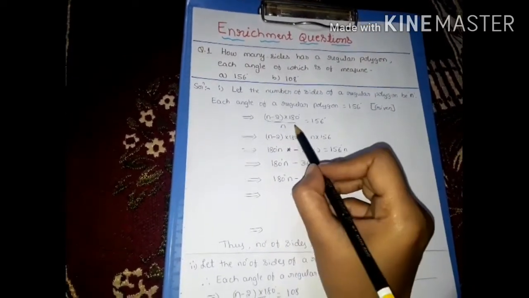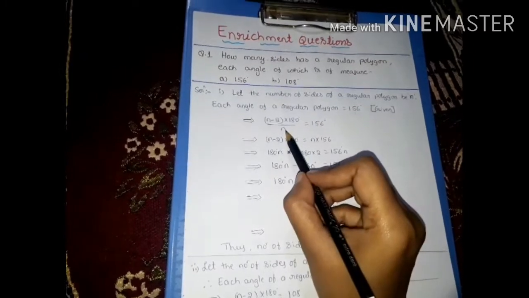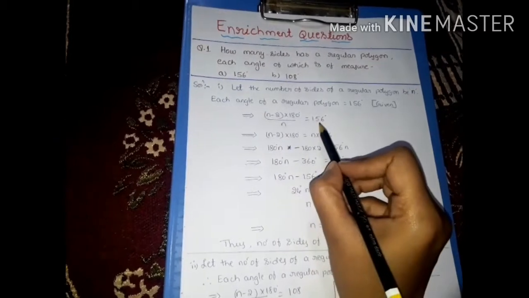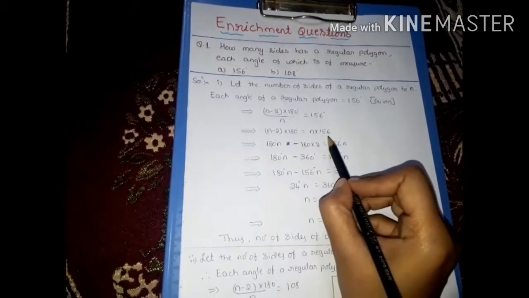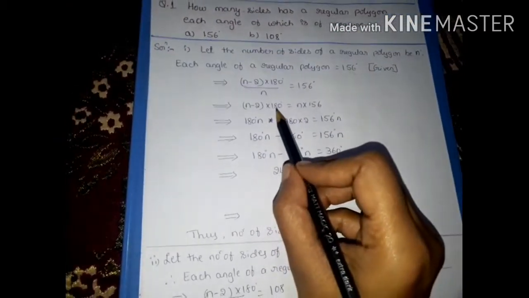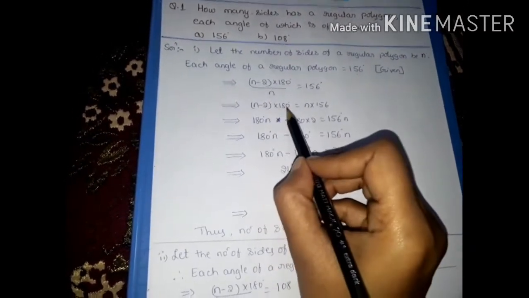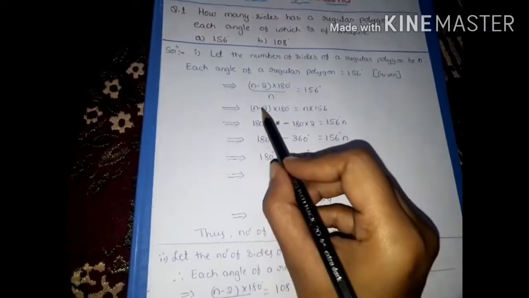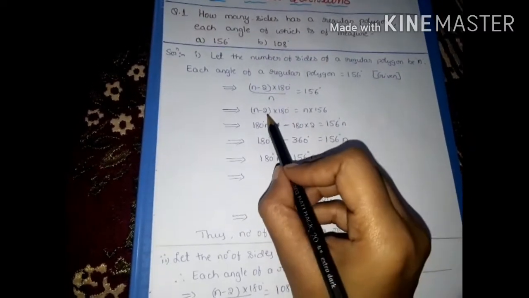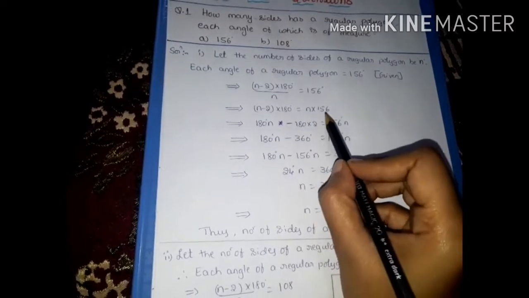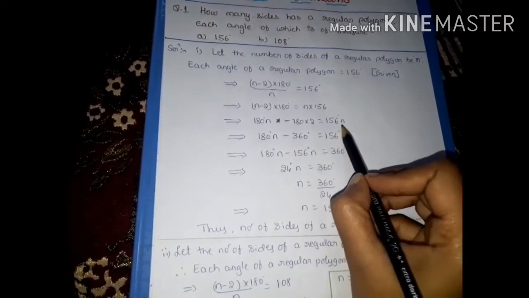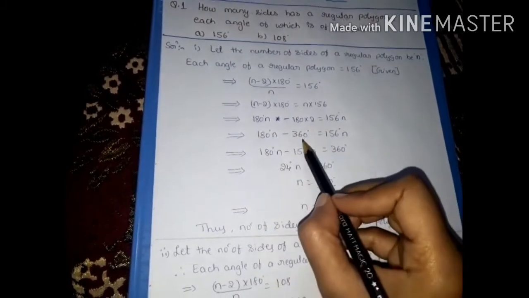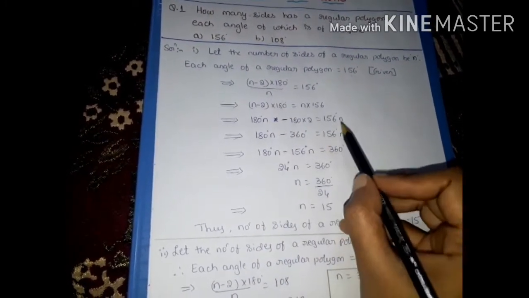To find the n value, go for cross multiplication. (n minus 2) into 180, write as it is, equals n into 156. Now multiply 180 inside the bracket. 180 into n, 180n, minus, as it is, 180 into 2 is equal to n into 156, that is 156n. 180n minus 180 into 2, 360, is equal to 156n.